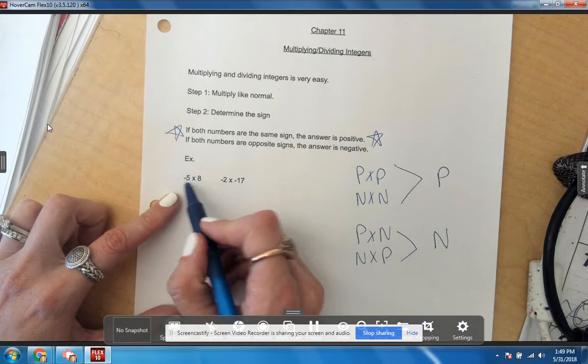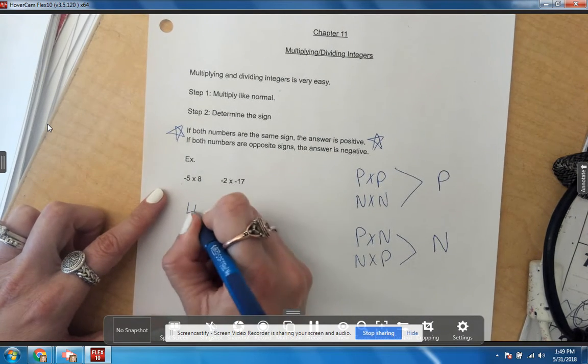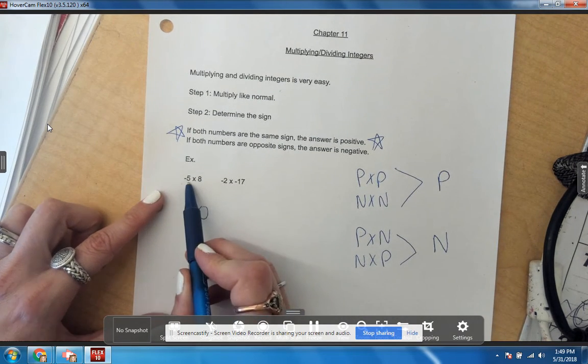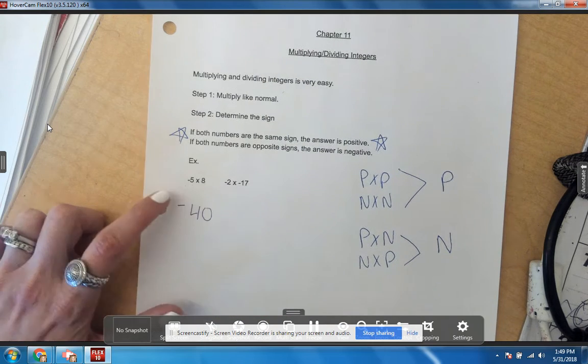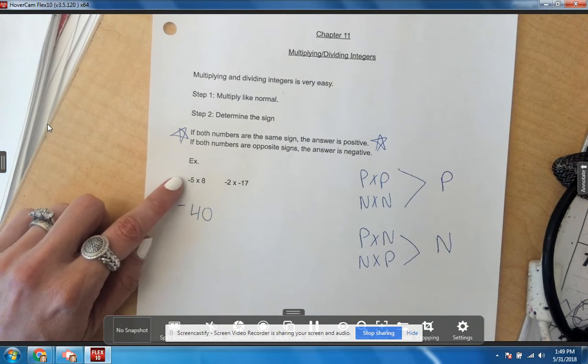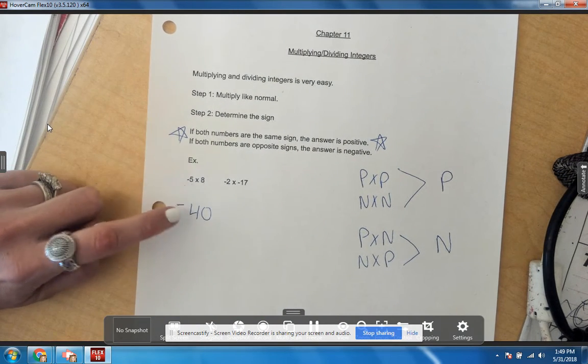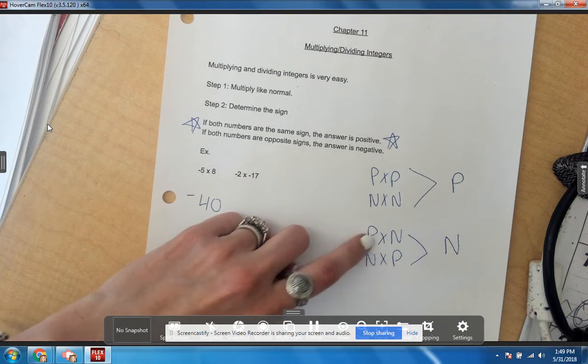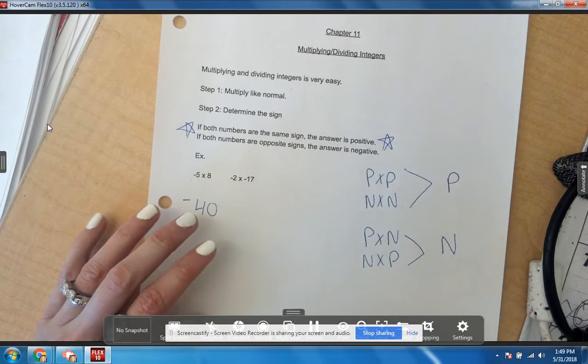So let's take a look. Negative 5 times 8. 5 times 8 is 40. One number is negative, so the answer is negative. It does not matter which one is bigger, which one is smaller. If one number is negative, the answer is negative. So right here, one number is negative, answer is negative.